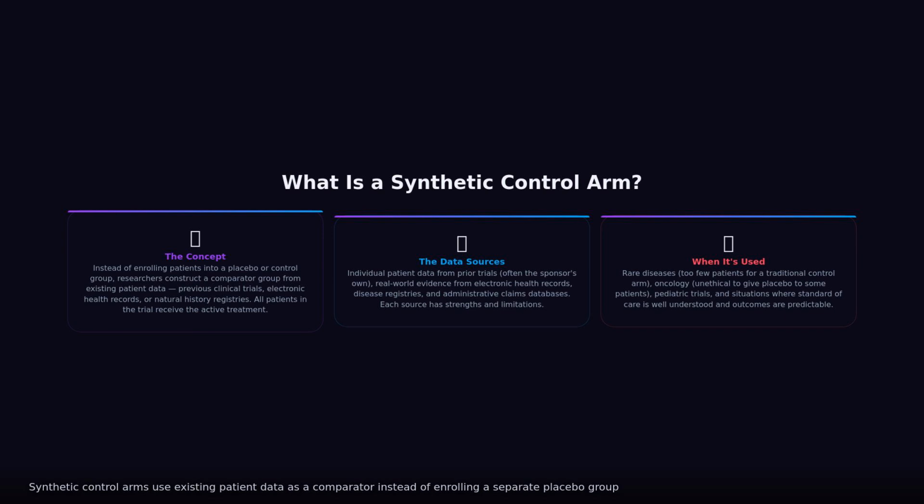The data sources for synthetic controls vary. The most reliable is individual patient data from prior clinical trials, sometimes the sponsor's own failed or completed studies. Electronic health records provide large volumes of real-world data but require careful curation. And natural history registries track how a disease progresses without treatment, which is especially valuable for rare conditions where the disease course is well understood.